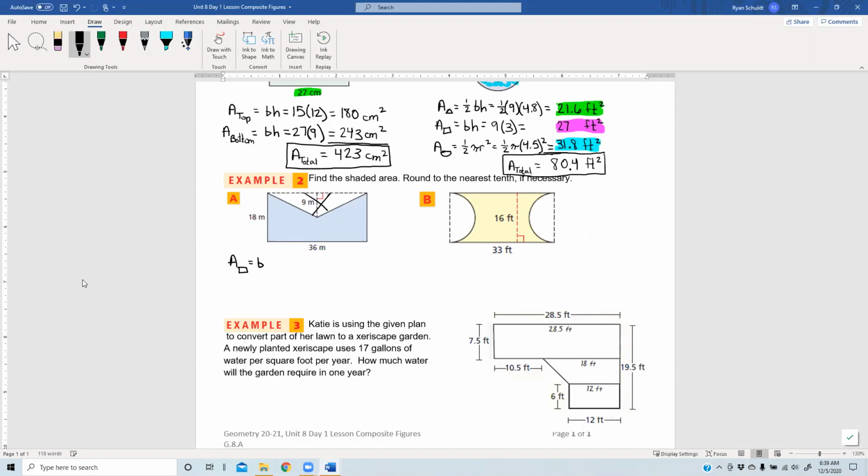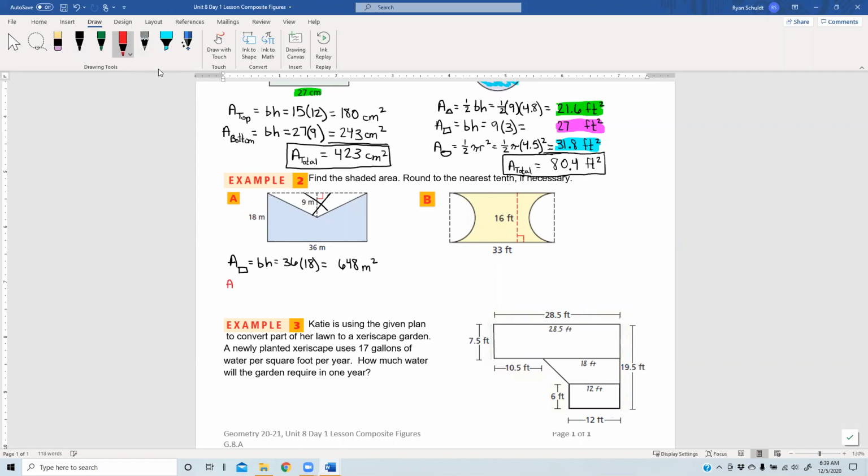Of course, that's going to be base times height. That's going to be 36 times 18, which gives us 648 meters squared. Now, I'm going to do the triangle in red just to emphasize the fact that I want to cut it out.